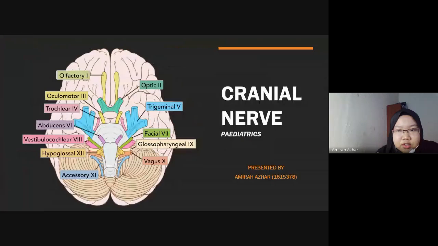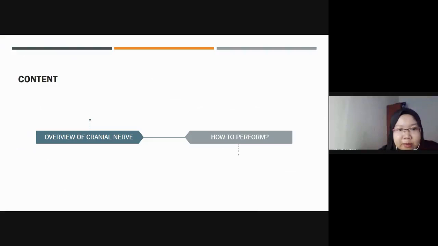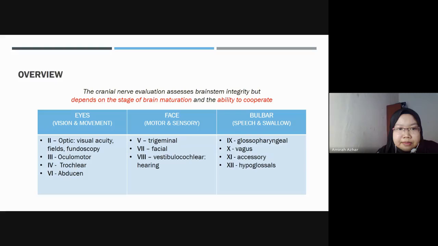Okay. The next topic we will be presenting is about the cranial nerves. I'm sure that all of you know that we have cranial nerves 1 until 12, so this is like a revision. I will start with the overview of the cranial nerves and then focus on how to perform each one. We are dealing with pediatric patients, so the cranial nerve evaluation assesses the brainstem integrity, but it depends on the stage of the child's brain maturation and their ability to cooperate. So bear in mind that there will be limitations when you are doing the cranial nerve examination.